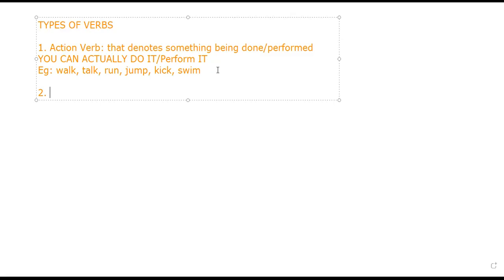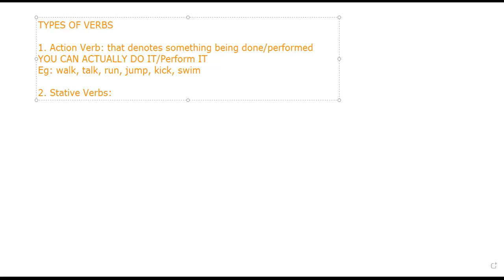After action verb, the second one that I'll do is stative verbs. Why am I doing stative verbs at the second place? That is because stative verbs sometimes look like action verbs, and I'm just going to show it to you. But first, let me define it.